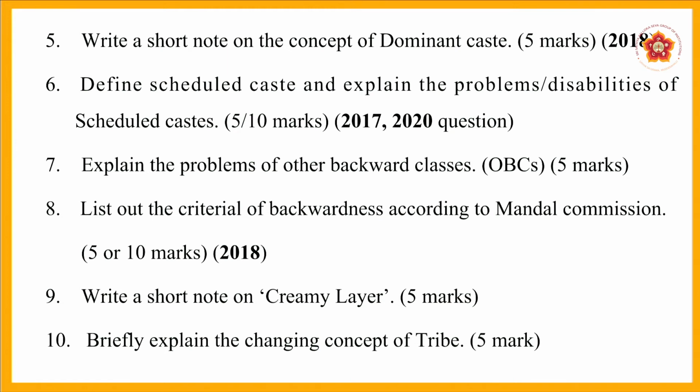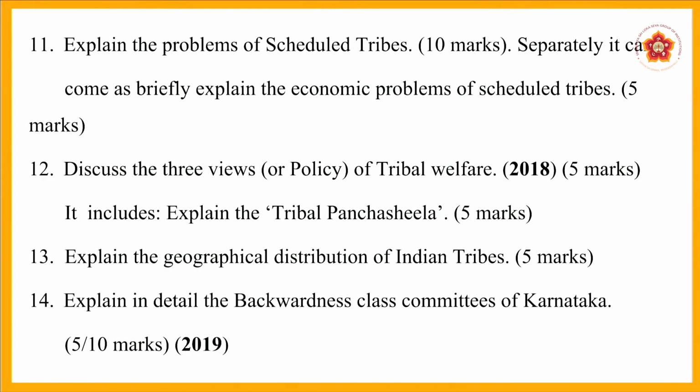Okay, now let us go to the next question, which is explain the problems of scheduled tribes. It is a long question. If it is 10 marks, then you have to explain it, not get into too much of detail, still give the details. So what are those points? First is geographical distancing, that is the problem of scheduled tribes. Then cultural problem, again you have to mention what are the cultural problems, and then social problems and economic problems.